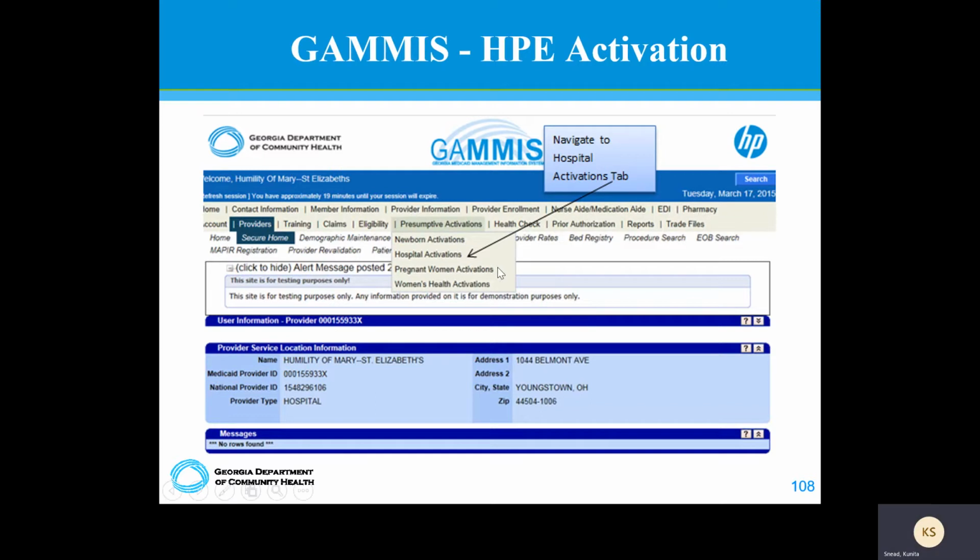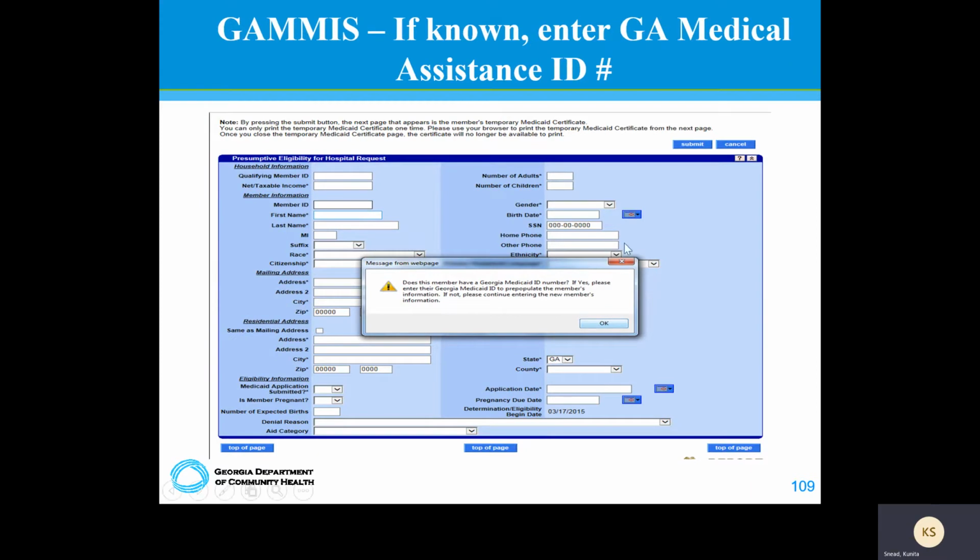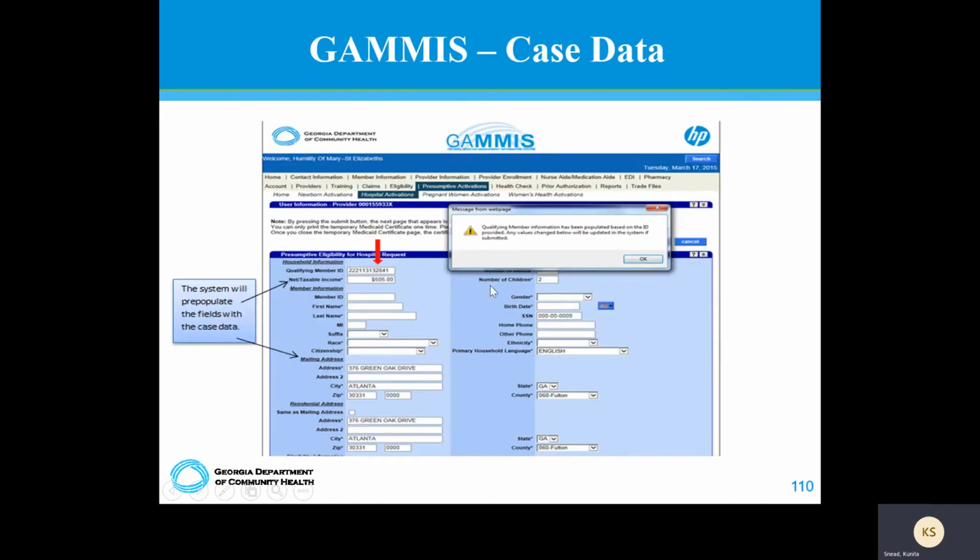Now, if you're doing a pregnant woman, then you will click pregnant woman activations, but everybody else will go under hospital activations. So if you have to do a pregnant woman, make sure you do pregnant woman activations. Once you click on hospital activations, if they have an ID number already known, go ahead and enter it in and hit enter. And once you do that, it's going to pre-populate the last information that we have for them.